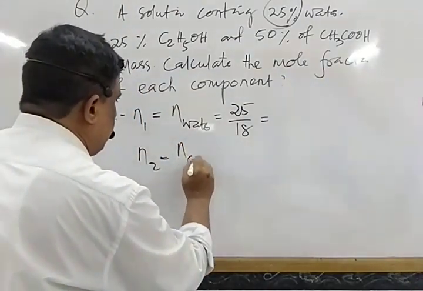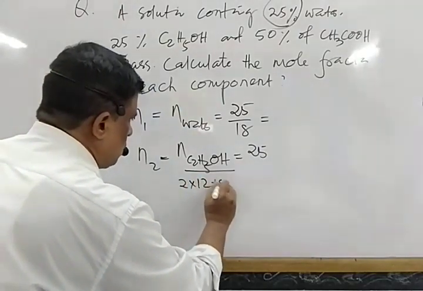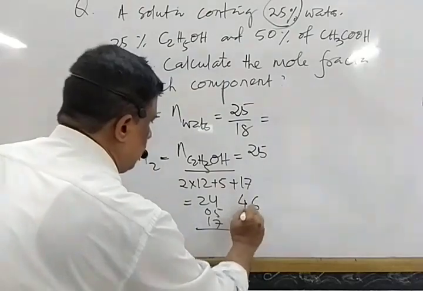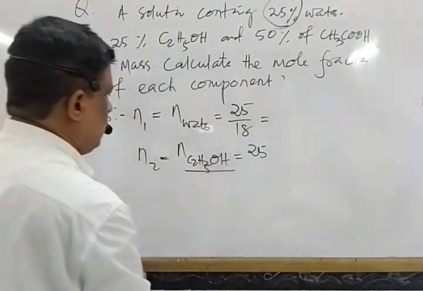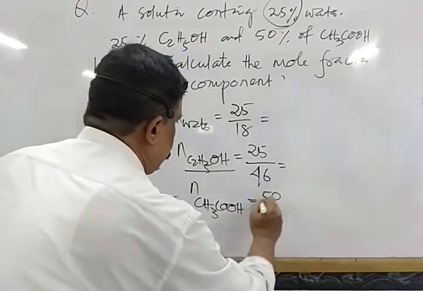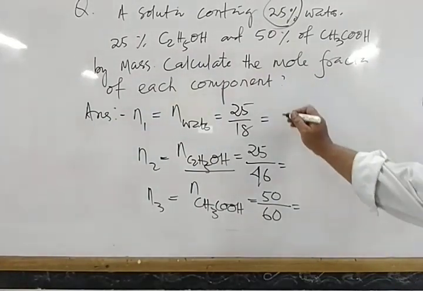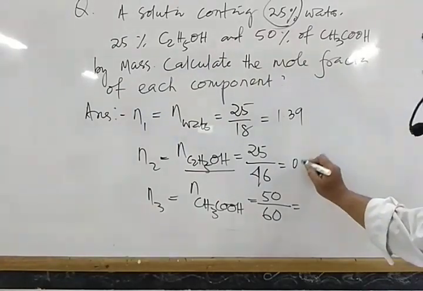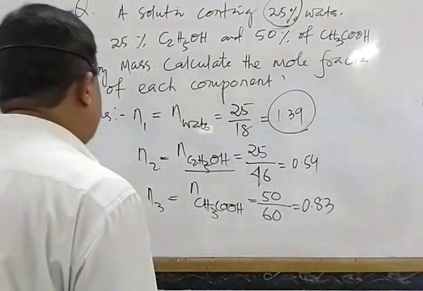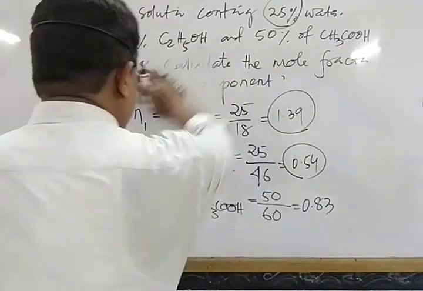Similarly, N2 is equal to N ethyl alcohol. Its weight is given, 25, and for ethyl alcohol C2H5OH the molecular mass is 2 into 12 plus 5 plus 17, that means 24, 5, 17, that means 46. Next, N3, that means N acetic acid CH3COOH, 50 by, we know acetic acid is 60. By solving this, we calculate N1, N2, N3. N1 is equivalent to 1.39, N2 to 0.54, while N3 is equivalent to 0.83, approximate values. 1.39 is the number of moles of water, 0.54 is the number of moles of ethyl alcohol, and 0.83 is the number of moles of acetic acid.